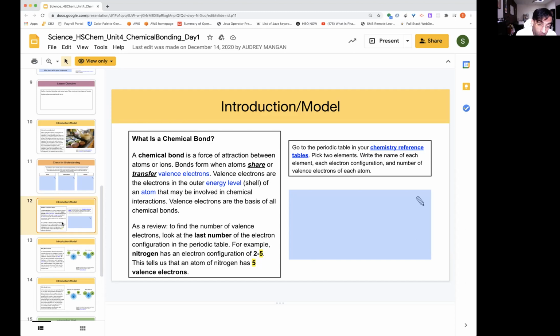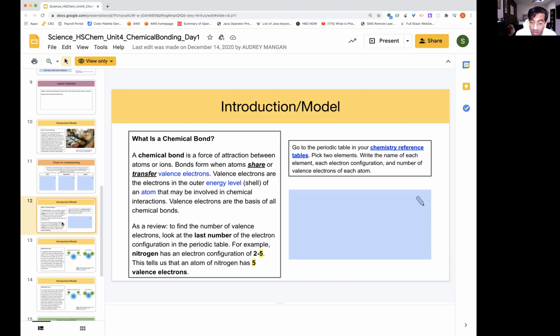And so bonds will form specifically at that atomic level when atoms either share or transfer what we call valence electrons. I'm shortly going to jump back into a whiteboard just to go over essential terms, all right? But valence electrons are the electrons in the outer energy level, and they're the ones that are going to be involved in bonding processes.